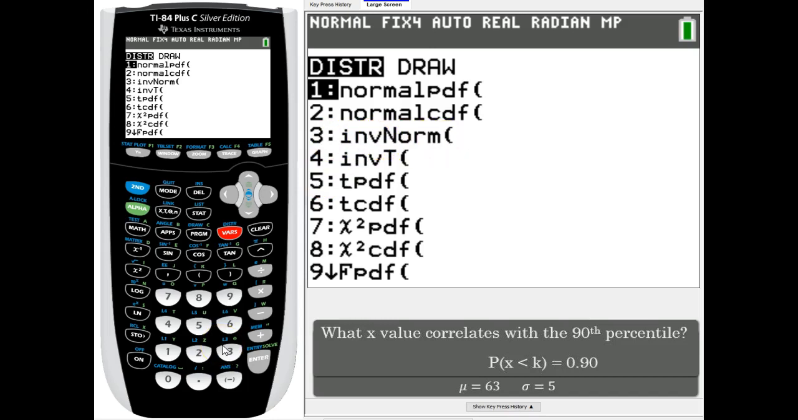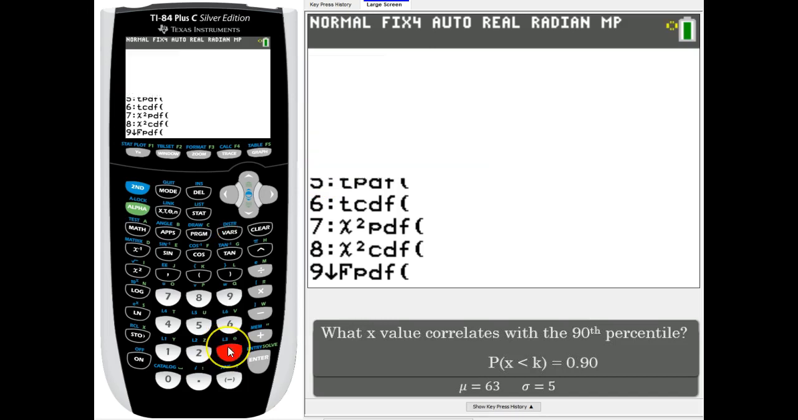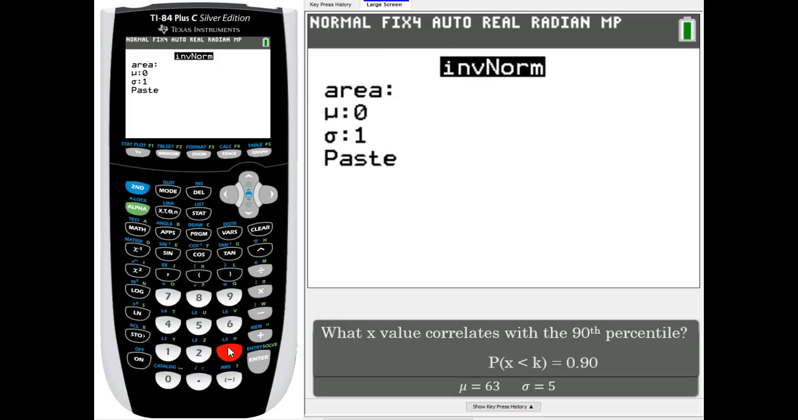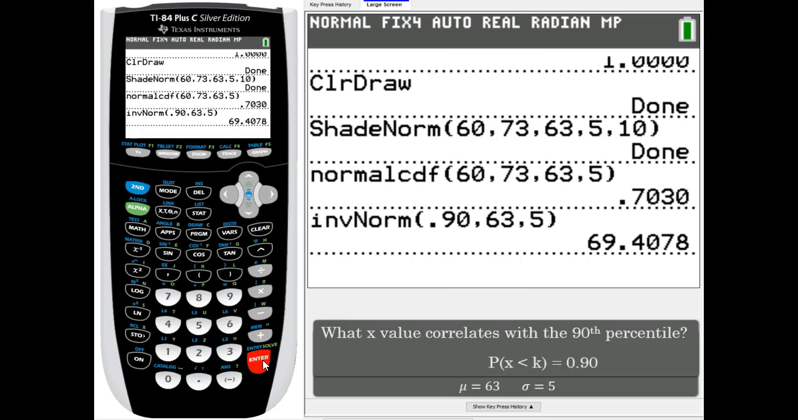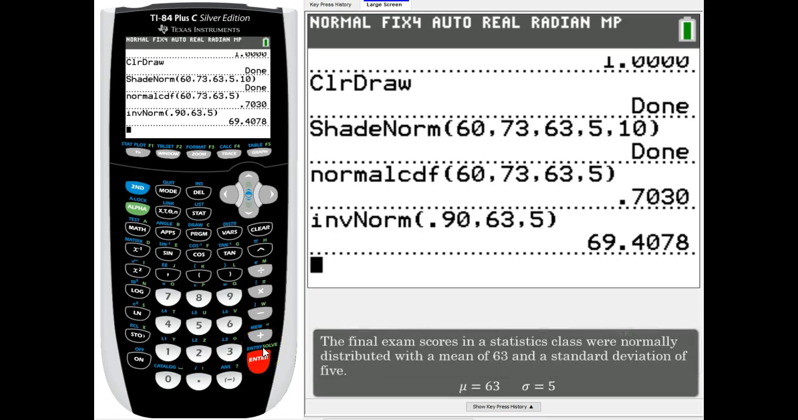So we have our probability, we need to find our X score. So I'm going to go to inverse normal. Our area under the curve is 90th percentile, which is 0.90. Our average is 63. Our standard deviation is 5. And therefore the score, the X value that we actually need, is 69.4078.